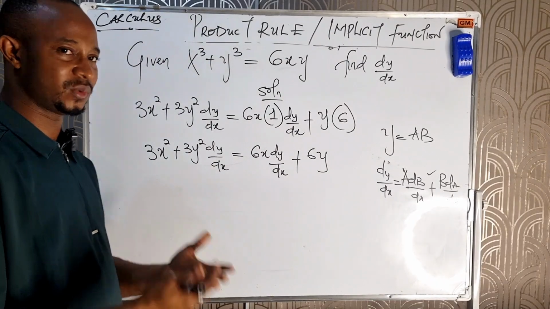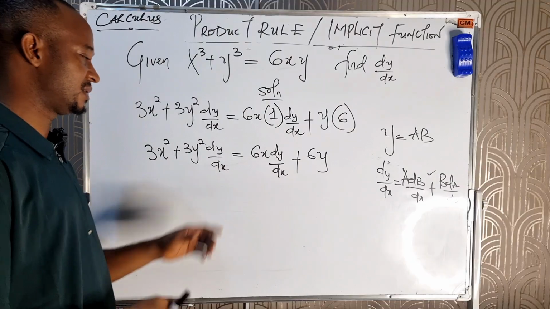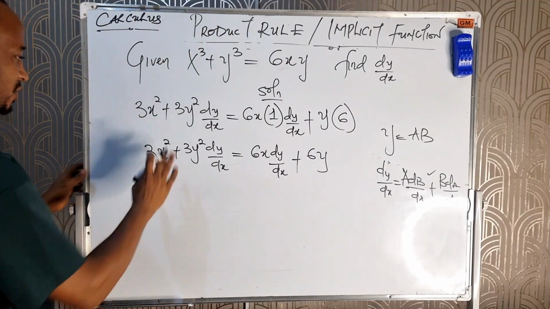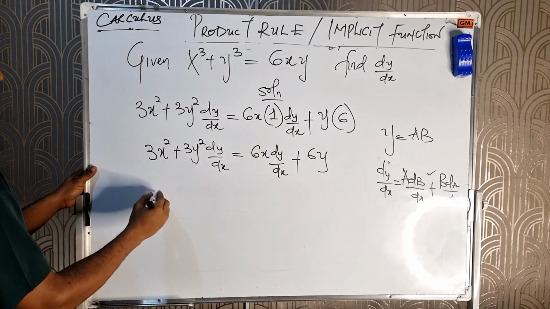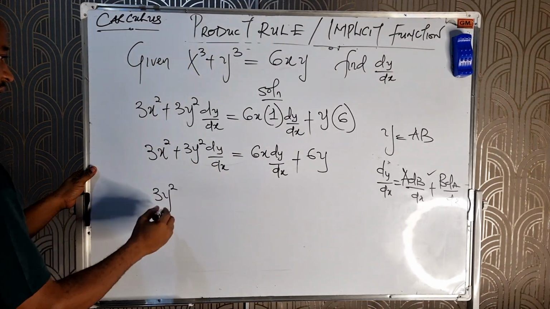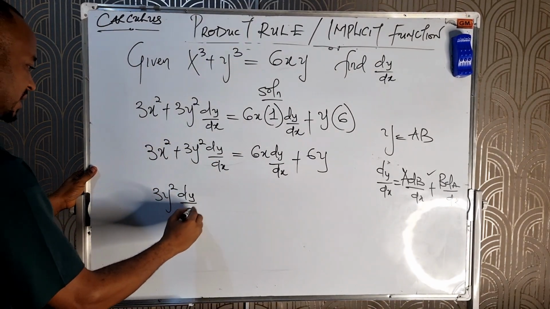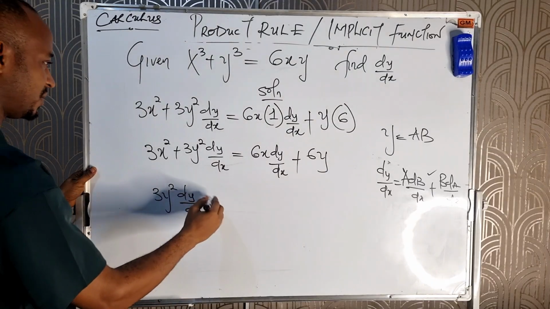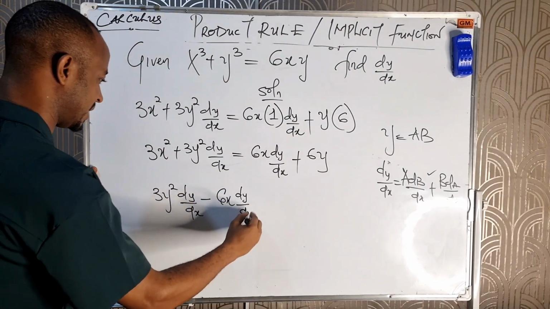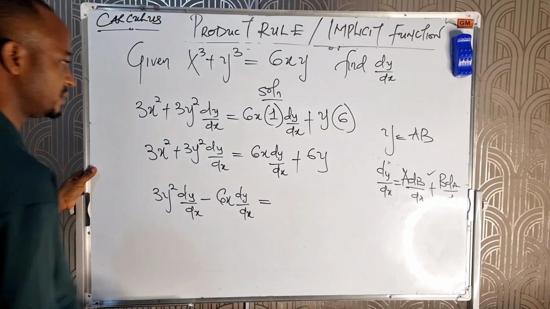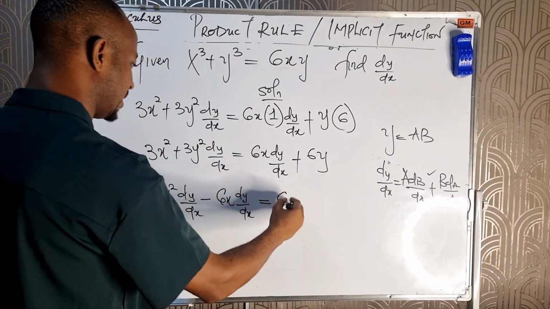We have to solve for dy/dx. So I'll bring the like terms together and move this to this side. That will give us 3y² dy/dx minus 6x dy/dx equals, we are left with 6y here.